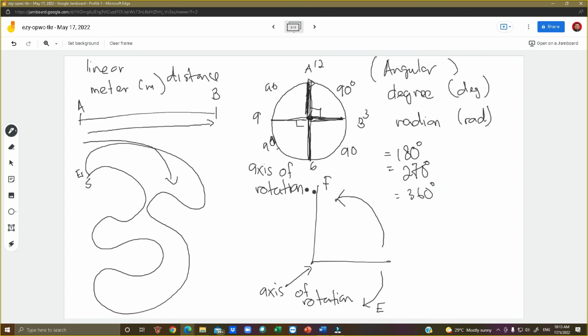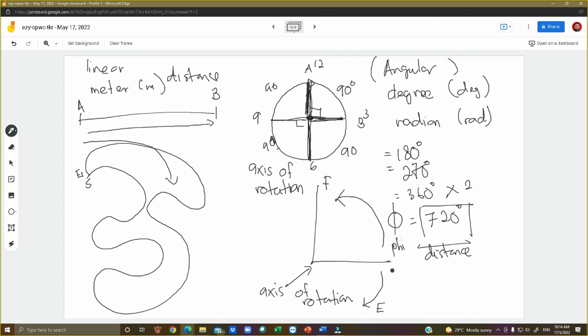Katalah jarum ni bergerak 2 kali. 1 kali, 2 kali. How much distance is covered now? Berapa sekarang? 2 kali 360. It becomes 720 degree. This is what we call angular distance. Okay, jarak dia. And in angular distance, it is described as this one. Bulat, tegak. Okay, nama dia pi.